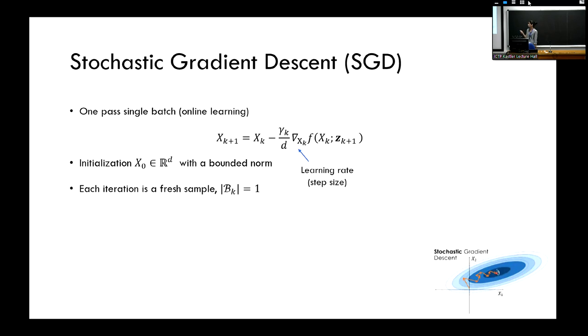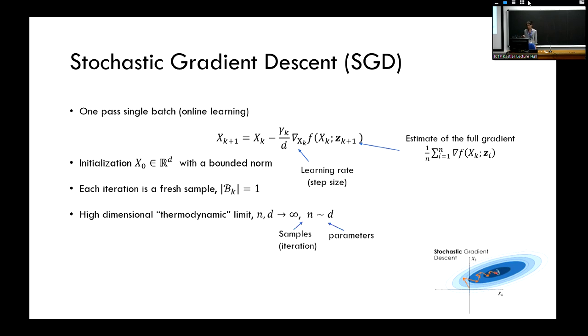The workhorse of what I will be talking about, the main algorithm, will be one-pass single-batch SGD, though some of the ideas can be extended to multi-pass. For those who don't know, with this type of algorithm, at each iteration I take a new example, and if I take enough examples, in the end I will have a good estimate of the full gradient. We will be working in this high-dimensional or thermodynamic limit, in which the number of samples and the number of parameters are of the same order. This was also mentioned yesterday in the talk by Ludwig. He also analyzed some of his results on this type of algorithm.